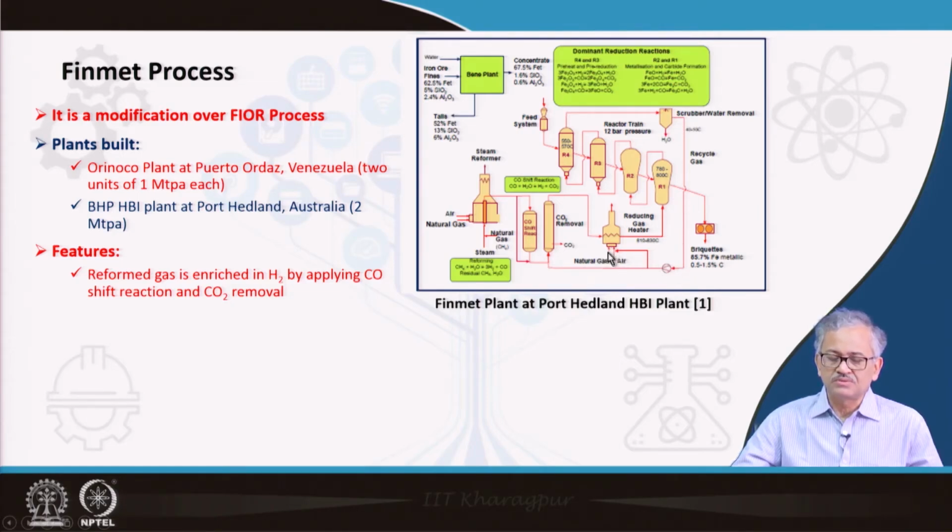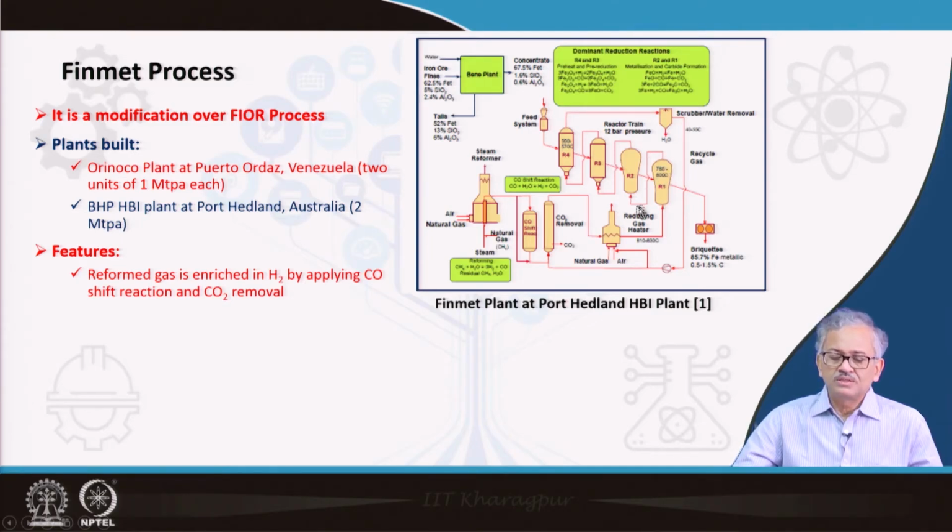Also you can circulate the off gas after cleaning. This off gas you burn with the air, and also you make up with the natural gas, because of whatever heat generation is required. So basically in this reducing gas heater, you burn the off gas with air, and also you make up with the natural gas such that a sufficient amount of heat is generated and the gas is preheated.